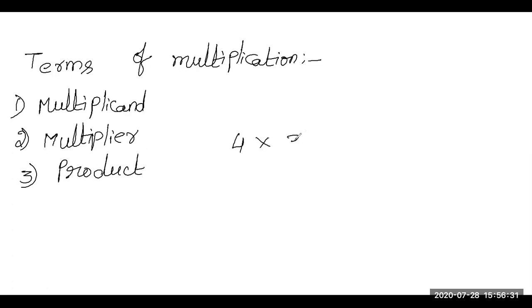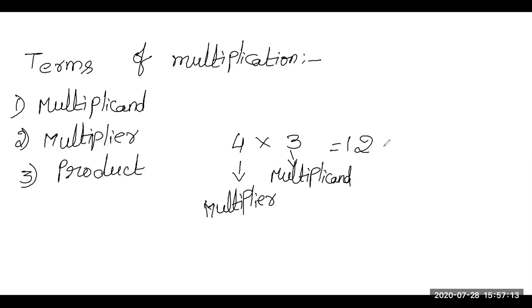For example, I am taking a question: 4 threes are 12, because we all know this. So that is the reason I'm saying 4 threes are 12. In this, four is called multiplier and 3 is called multiplicand and this 12 is called product. And we all know that this whole procedure is called multiplication.